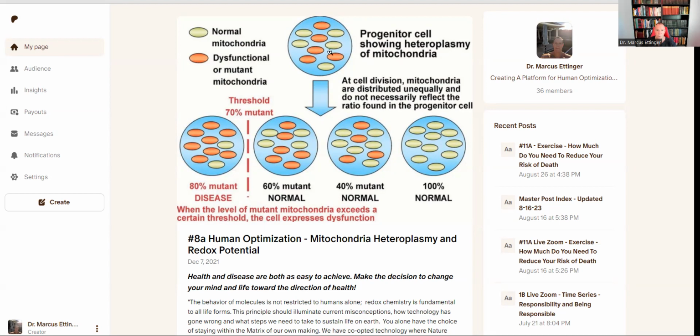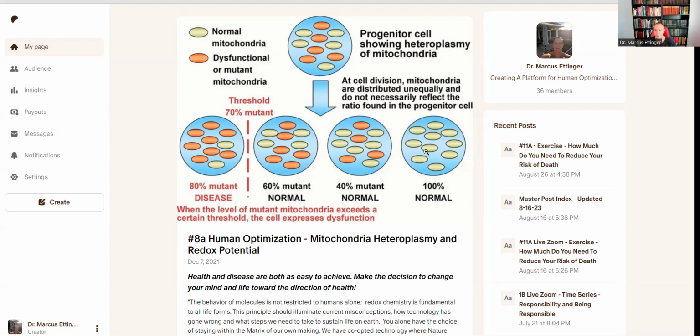Now, this is showing normal mitochondria and dysfunctional mutant mitochondria. Everything's cool when it's 100%, even 40% mutant, even 60% mutant. Once it reaches a threshold, about 70% corrupted DNA, disease starts to take place.